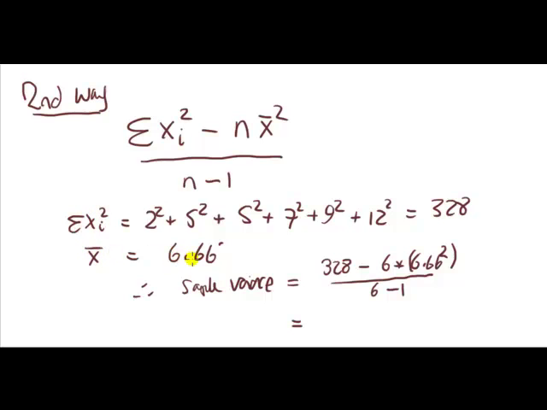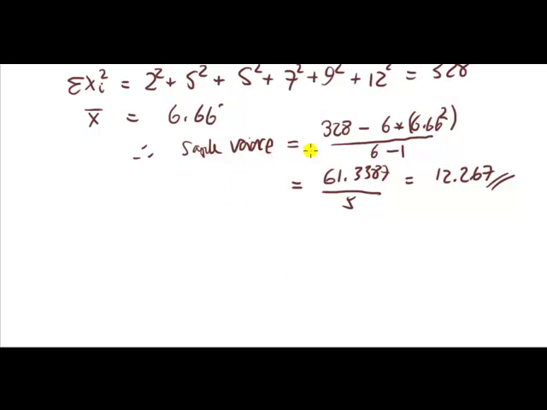Now the sample mean we've already calculated, it's 6.66 recurring. So entering these into the formula, we have this. Note this term here is x bar squared, so we square the sample mean. Entering the numbers into the formula, in the numerator we're going to have 61.3387, the bottom part is 5, so the answer for the sample variance is 12.267, and the standard deviation will be 3.50.